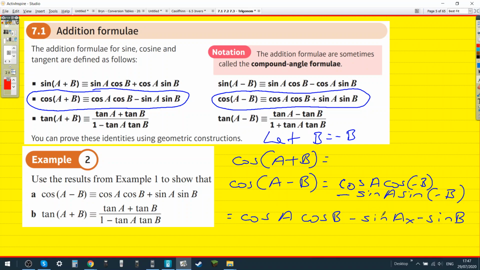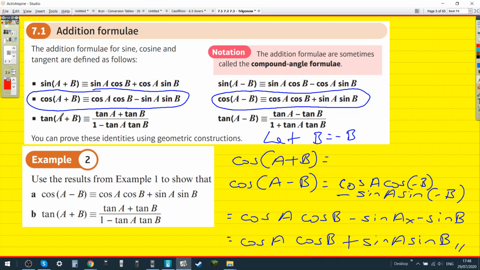And so what is minus sine A times minus sine B? Minus times minus is plus. And there you have it: subbed minus B for plus B, and you ended up with this second formula. Cos A minus B is the same but with a plus in the middle.